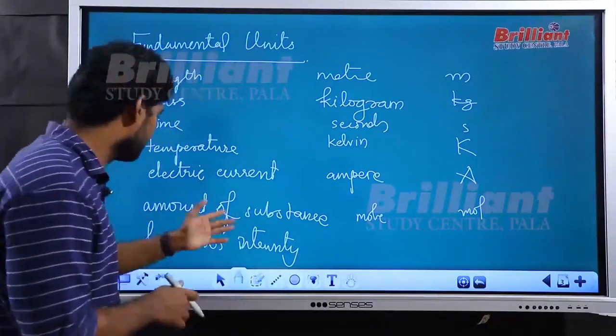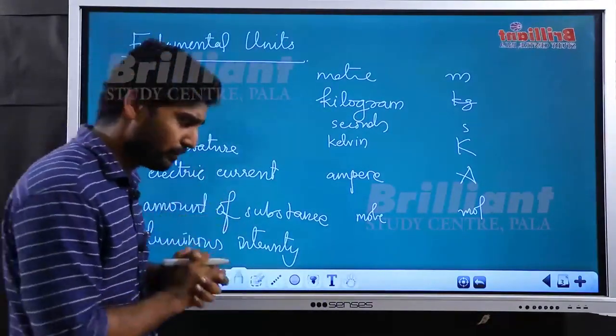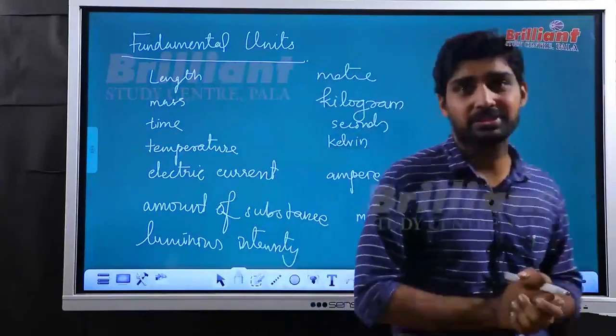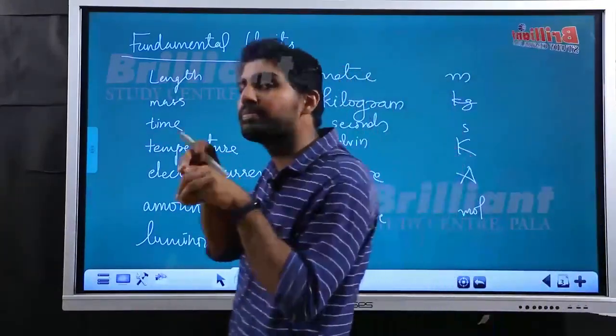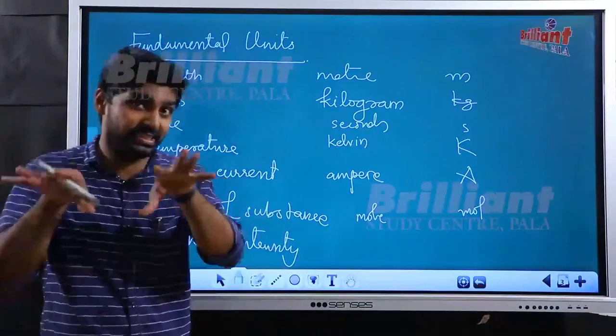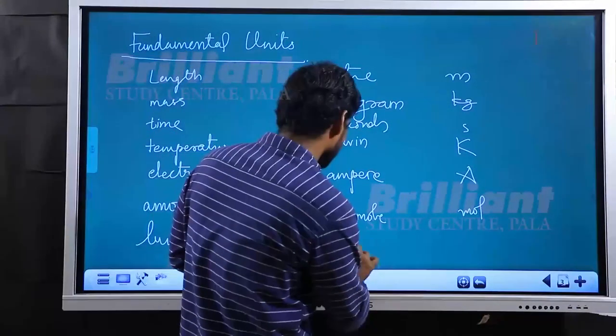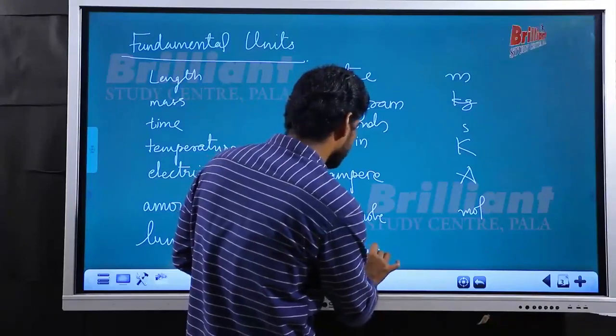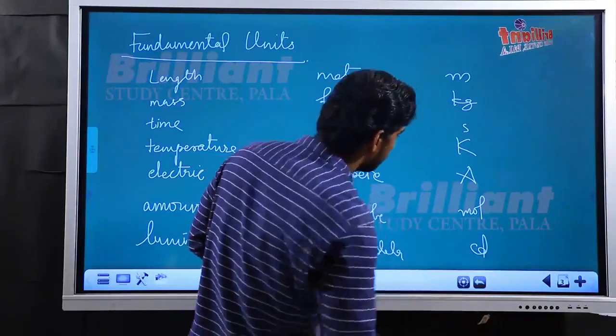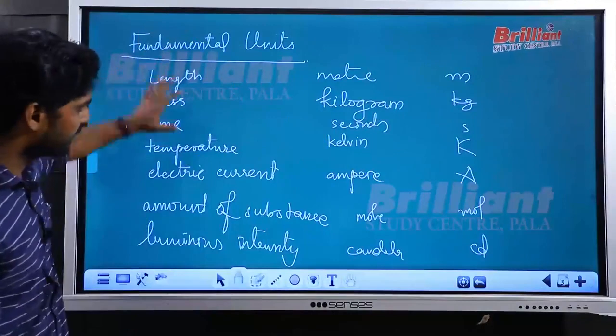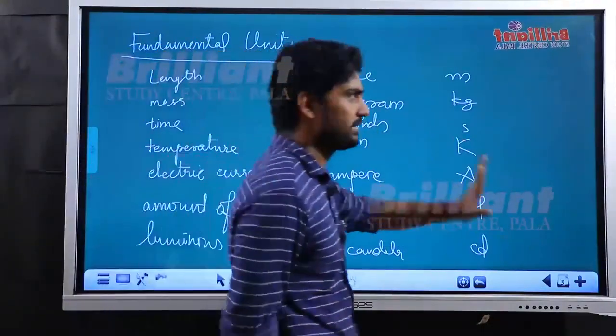Anyway, then there is luminous intensity. It's an amount of brightness of a light source. Simply, in the most simple terms, we can say luminous intensity is an amount of brightness of a light source. Okay, and its unit is candela. Symbol is CD. So these are the fundamental quantities and their respective units.